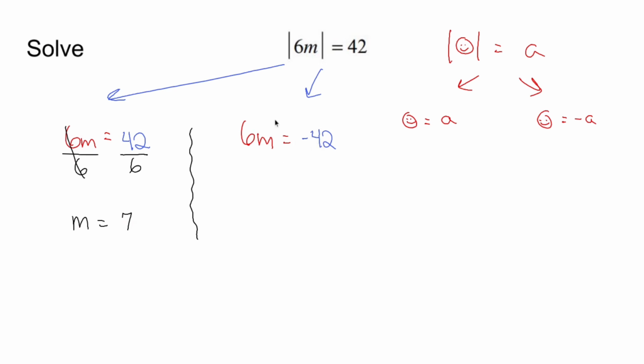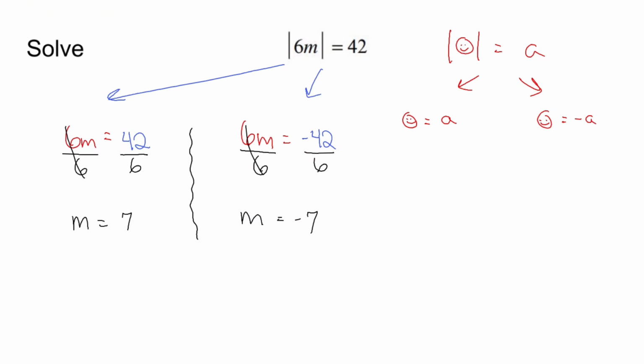We do the same exact thing over here. Is m alone? No. 6 is being multiplied to m. So divide both sides by 6, cross out, and m in this case equals negative 7. So what you should do with these types of problems is do a mental check.